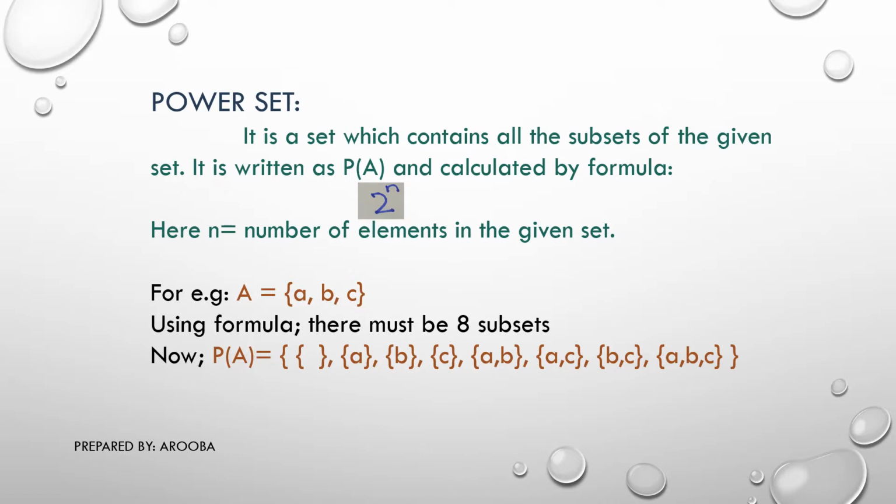Example, A equals to {a, b, c}. फॉर्मूला हमने इसका लगाया 2 पावर n. n यहाँ पे 3 है तो 2 with power of 3 will be 8. So there must be 8 subsets. Now as we construct the power set, one important thing, a null set is a subset of every set. हमें क्या बनाने हैं? सबसेट्स ही बनाने हैं ना. So a null set is a subset of every set.